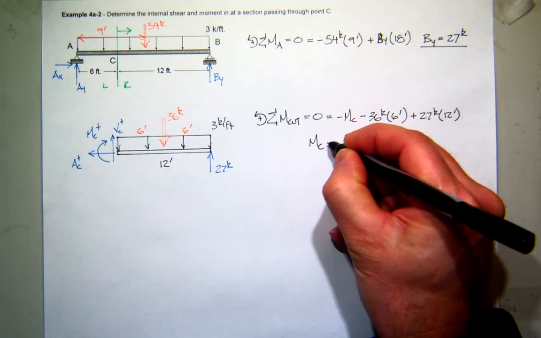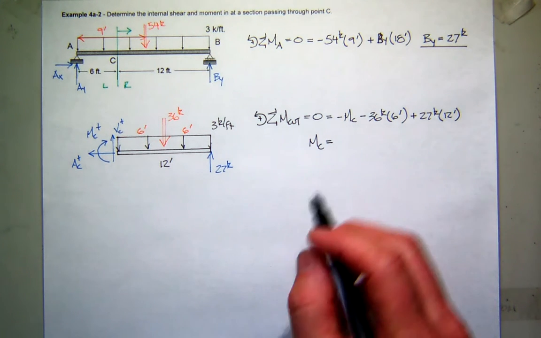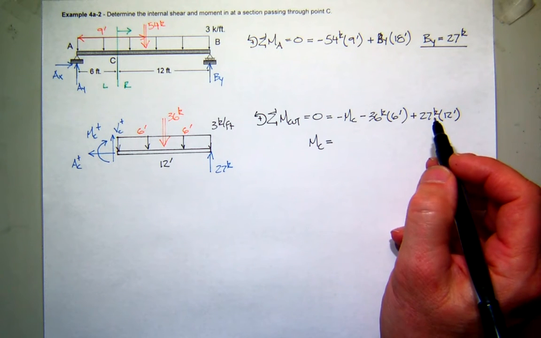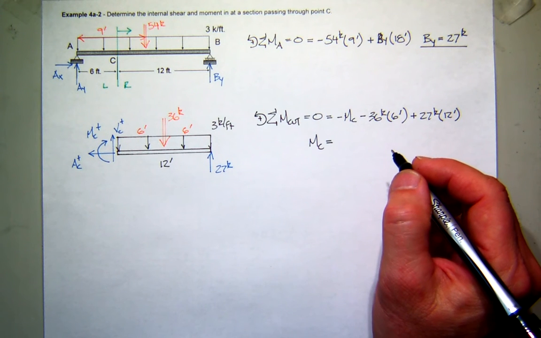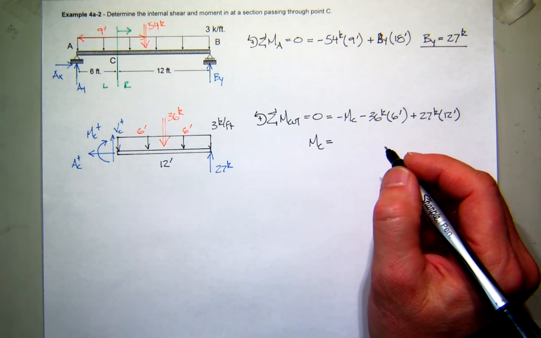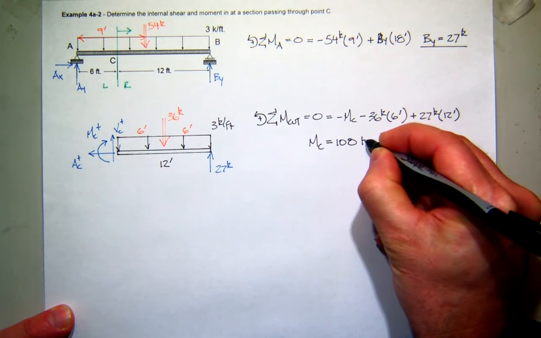So if you solve for the moment at C, I think it's going to come out positive. I don't know what that number is. Somebody's going to have to calculate that for me. I can't do that in my head. 108 altogether? Yeah, positive 108. Anybody else get that? Yep. Cool. So that'll be 108 kip-feet for the moment.